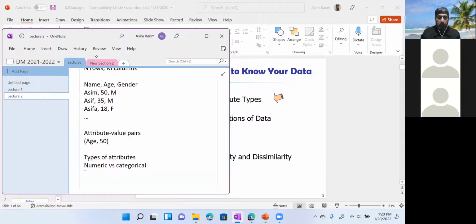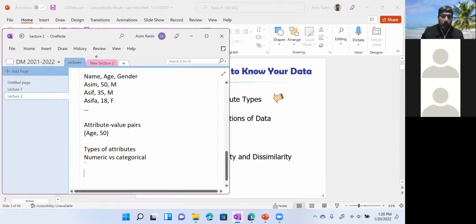The primary distinction between them is that numeric attributes have values that are represented by numbers, and categorical attributes have values that are represented by symbols. So numeric would be numbers and categorical would be symbols or labels. And of course, you are familiar with some of these. So categorical attributes can further be categorized as nominal, ordinal.